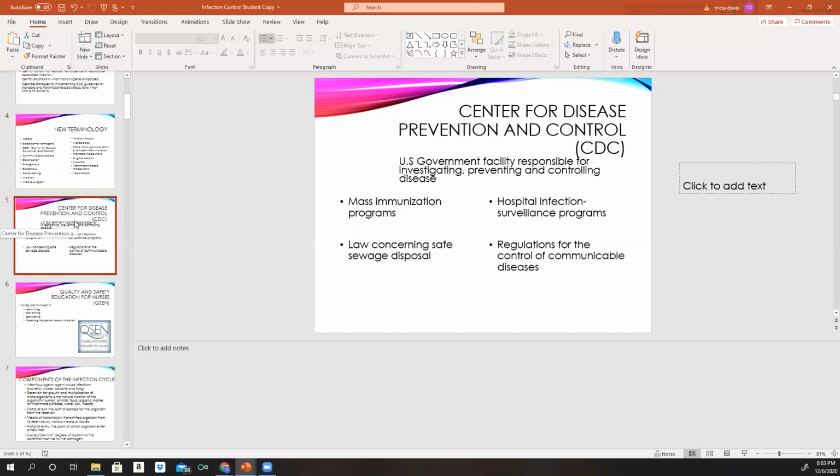All right, so what is the Center for Disease Prevention and Control, the CDC? I'm sure that after the past year that we've had, every one of you guys can tell me what the CDC is, because it's all we ever hear. But for the sake of today's PowerPoint, the CDC is a U.S. government facility that is responsible for investigating, preventing, and controlling disease. So they regulate mass immunization programs, they make laws concerning safe sewage disposal, they have surveillance programs for hospital infections, and they regulate for the control of communicable diseases. They establish regulations that help control these diseases.